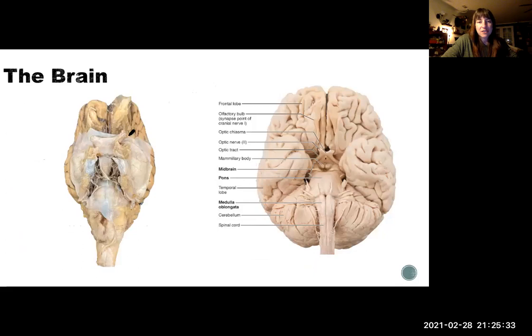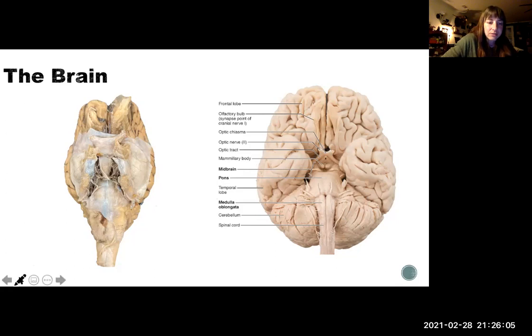All right, and here is our little inferior view of the sheep's brain versus the human brain, so that you can get a view of the pons, the medulla oblongata. The cerebellum is up here on this sheep's brain, but it's kind of big and wrapping around down here on the human brain. This is the optic chiasma, which is here on the human brain, right?